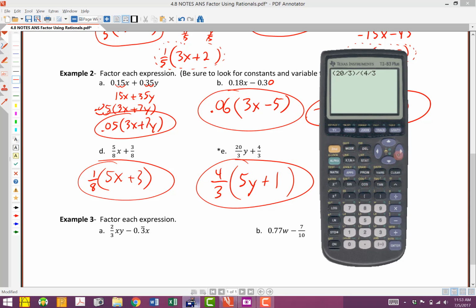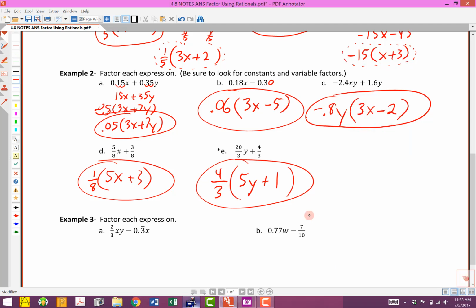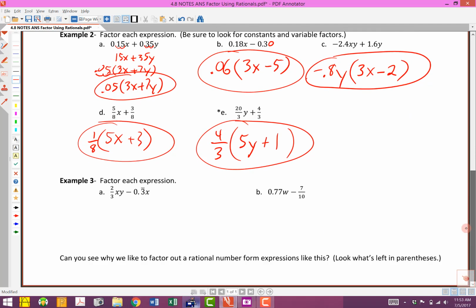They're not absolutely necessary on something like this, but it's a good idea on a calculator like this. So we've got 20/3 and we're dividing it by 4/3. And we hit enter, and then there's the 5 that we get. And of course 4/3 divided by 4/3 would be 1, so we're in good shape there. Okay, let's head back over here.